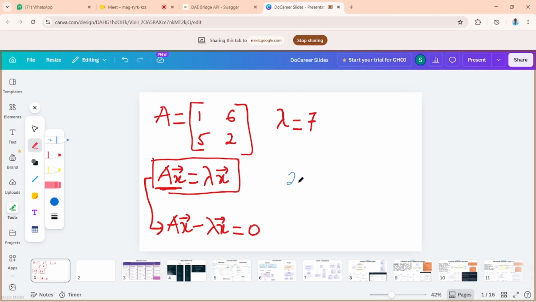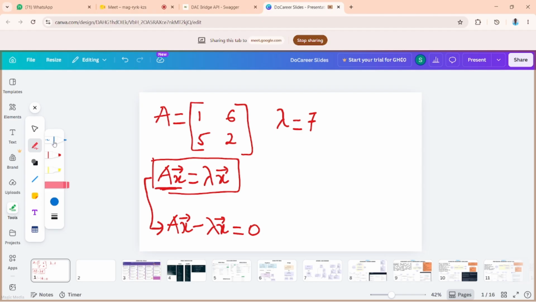Just like how I can have 2x minus x, and I factorize x out, it becomes x times 2 minus 1. But in the world of matrices, matrix comes before vector. So it's supposed to be written like 2 minus 1 and then x. Right? That's what's going to happen.